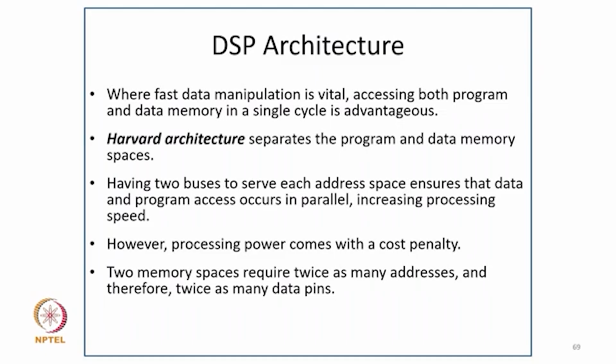The Harvard architecture separates the program and data memory spaces, having two buses to serve each address space to ensure that data and program access occur in parallel, increasing the processing speed. However, the processing power comes with a cost penalty: two memory spaces require twice as many addresses, and therefore twice as many data pins.